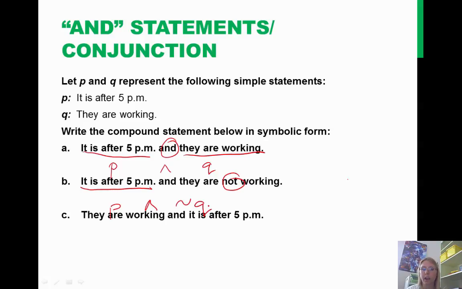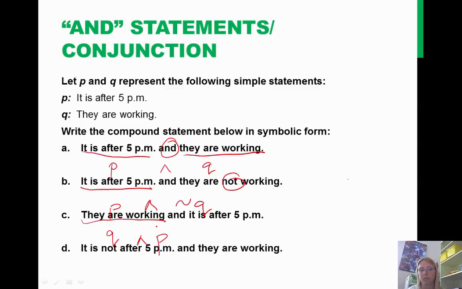They are working and it is after 5 p.m. This time we're starting with the Q statement. And is there. It is after 5 p.m. So it's Q and P. And lastly, it is not after 5 p.m. and they are working. So we have negated the first statement. So we'll have a negative P and Q.